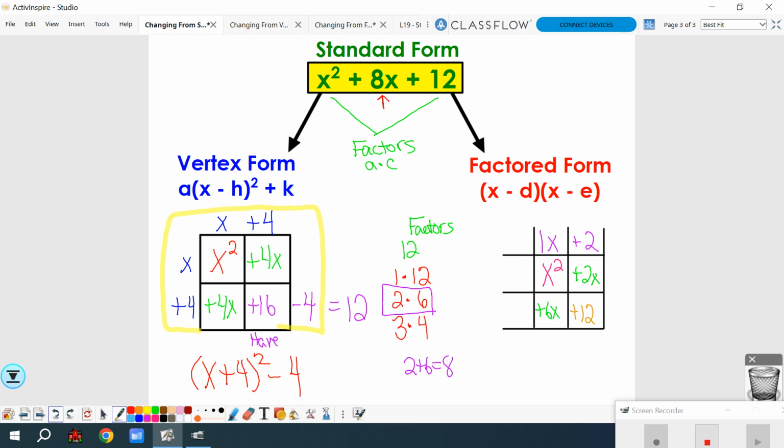I'm just going to go back and figure out, well, if this right here is x squared, how do I get x squared? Well, to get x squared, I need to do x times x. That gives me my x squared. And if this number here is 12, and this number here is 2, I need to think about 2 times what is going to give me 12, and that's going to be 6. So those are my factors. And then to write factored form, I'm just going to write the information I have on the top, which is x plus 2, and then the factor I have on the side, which is x plus 6, and that's my factored form.